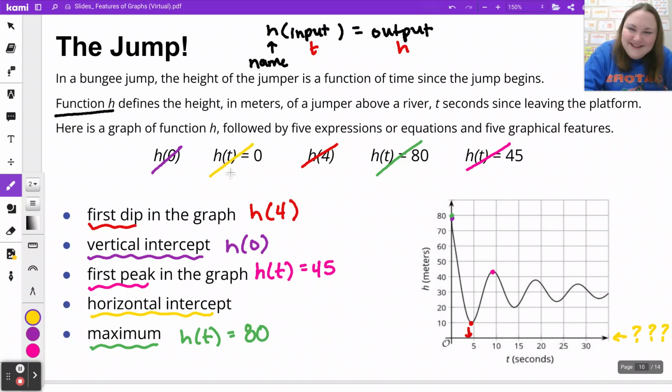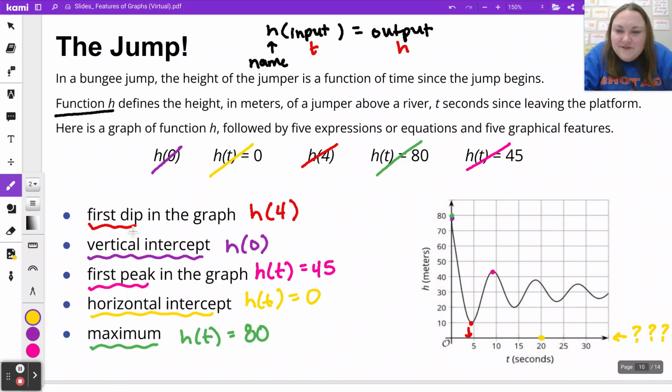That must mean that this last one here is our horizontal intercept. I still have some questions about that because I don't see a point there, but like we said, if there was a horizontal intercept, it would be a point on your x-axis. And so any point right there would have an output of 0 because I'm not going up at all. It would be at 0.